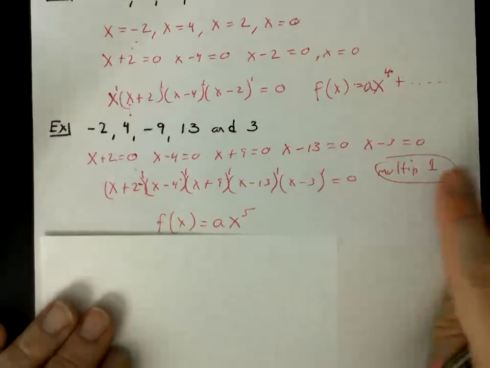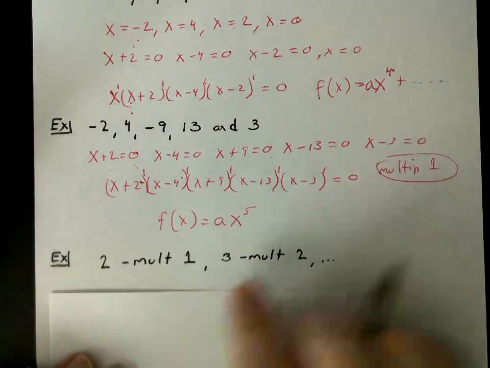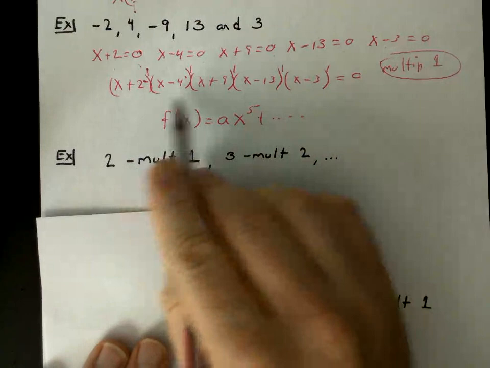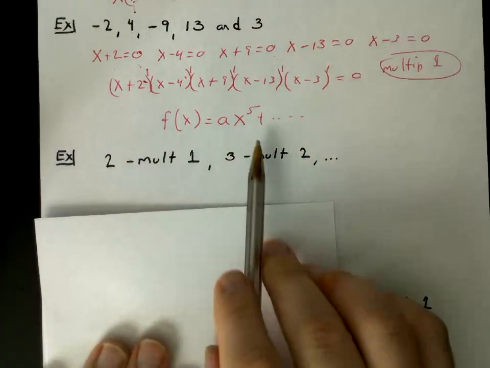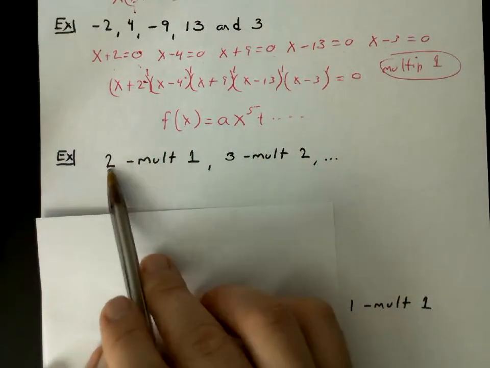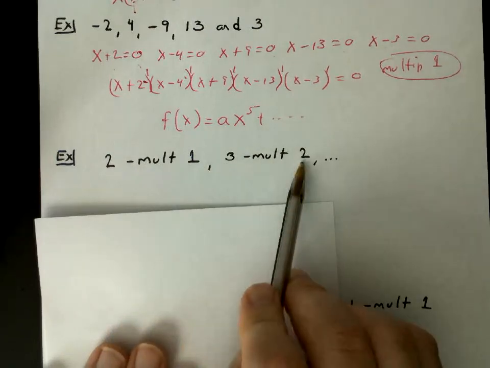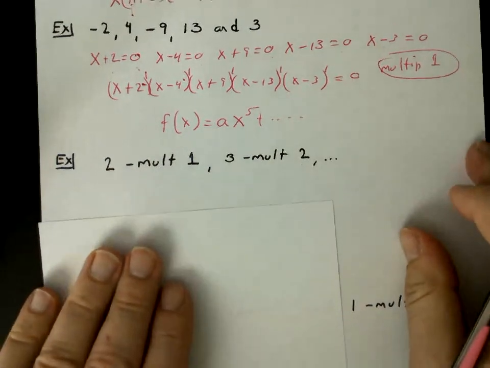Now, let's dive into a couple of those multiplicities. So let's go to here. Remember, this is going to extend if you keep on multiplying, but we know it's a degree five. So let's say I have 2 with multiplicity of 1 and 3 with multiplicity of 2. So here's how you would write these.